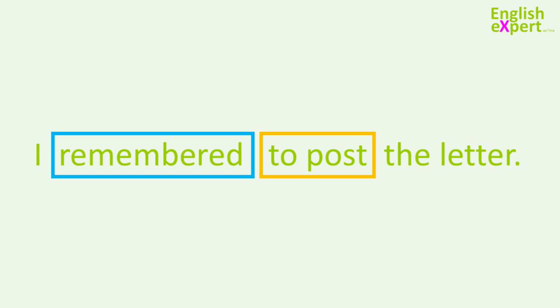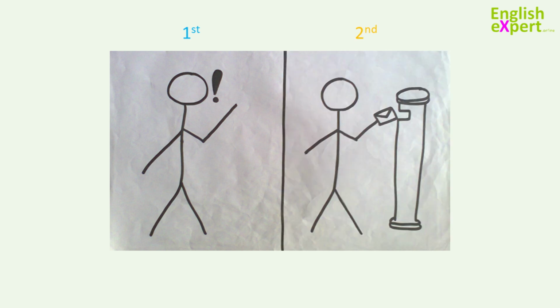Which action happens first and which action happens second? The action which happens first is remembered. The action which happens second is to post. So, first, I remembered that I needed to post the letter. Then, because I'd remembered, I posted the letter. I remembered to post the letter.